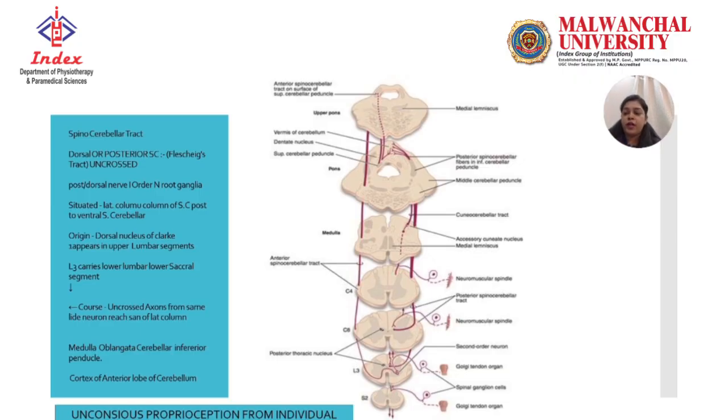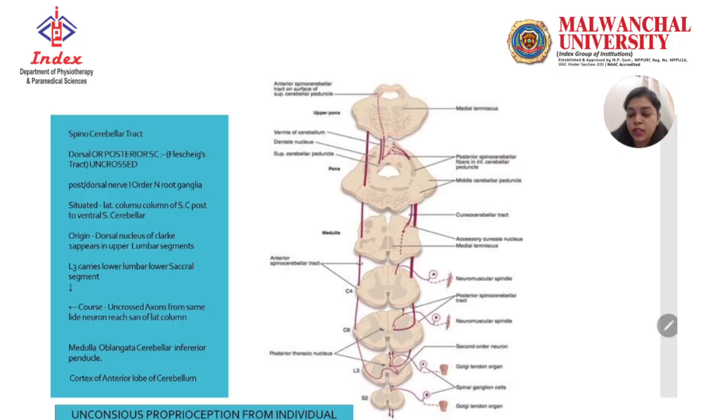Now if we talk about spinocerebellar tracts, this is the dorsal or posterior spinocerebellar. ये ट्रैक्ट अनक्रॉस्ड रहते हैं. ये सिचुएटेड रहते हैं लेटरल कॉलम ऑफ स्पाइनल कॉर्ड. देन ओरिजिन होता है डॉर्सल न्यूक्लियस ऑफ क्लार्क. फर्स्ट अपीयर इन अपर लंबर सेगमेंट. देन L3 कैरीज लोअर लंबर लोअर sacral segment.